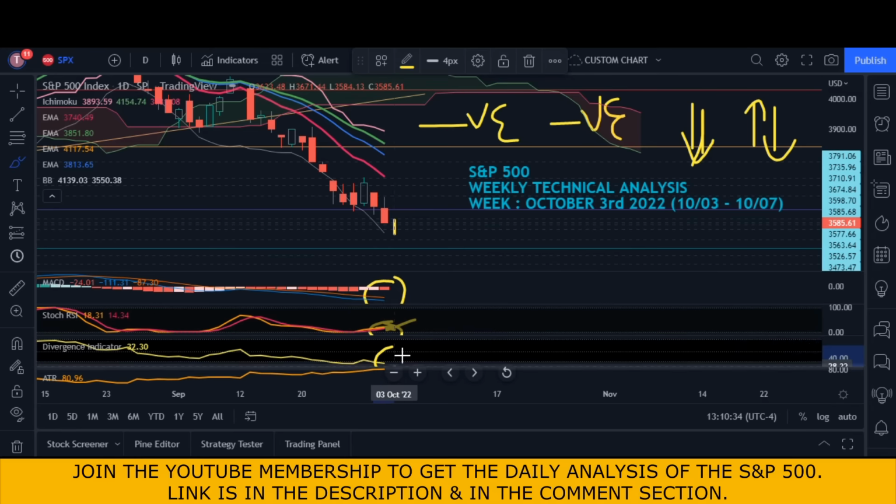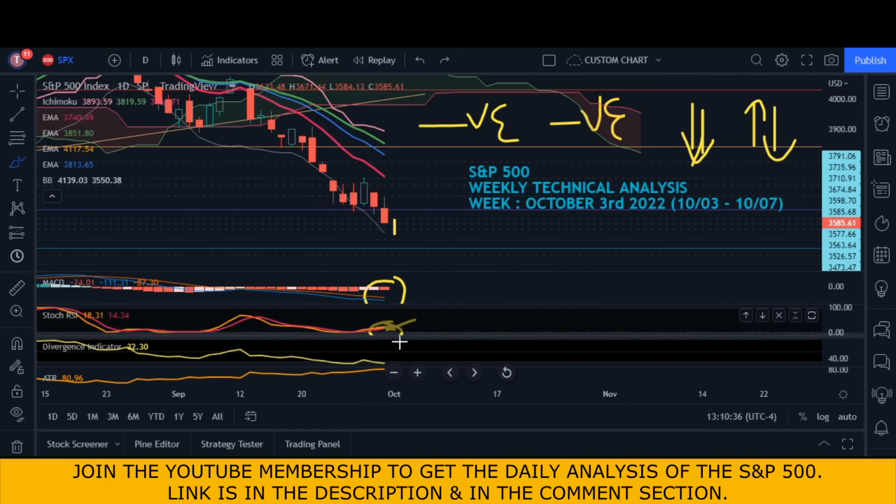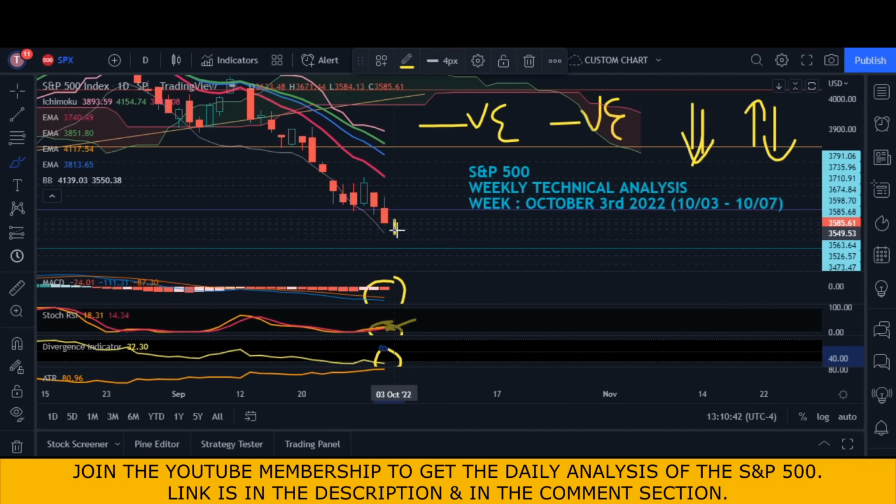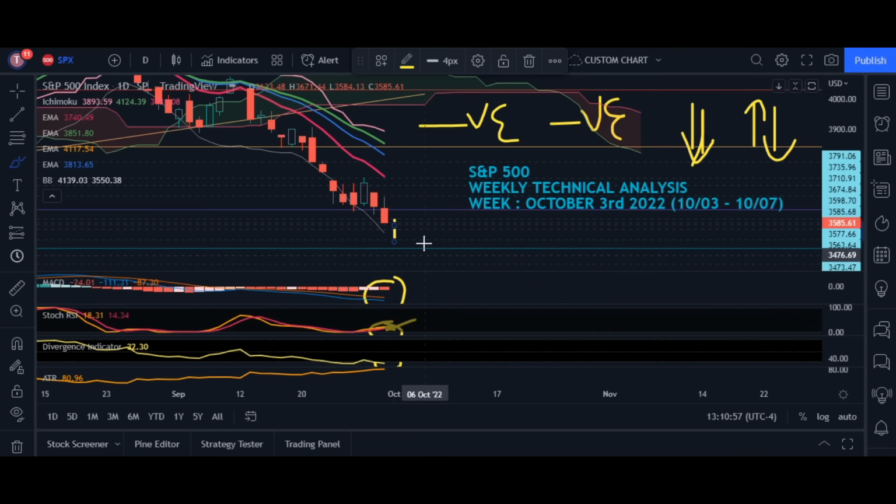Then comes the divergence. Divergence is normal. Oh, sorry, the divergence is not normal. Divergence is coming down, and it is giving an indication that soon the S&P 500 is going to hold or is going to find a new low. If not a new low, then it is going to hold. It may be like Monday, Tuesday, Wednesday, but it will be very, very soon because the divergence is saying so.